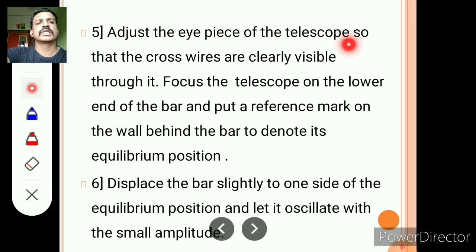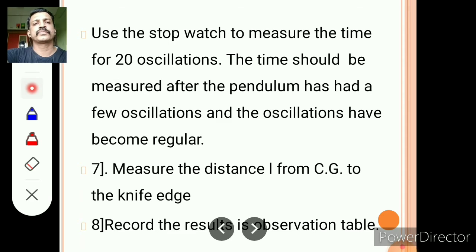Adjust the eyepiece of the telescope so that the cross wires are clearly visible through it. Focus the telescope on the lower end of the bar and put the reference mark on the wall behind the bar to denote its equilibrium position. Displace the bar slightly to one side of the equilibrium position and let it oscillate with a small amplitude. Use the stopwatch to measure the time for 20 oscillations. The time should be measured after the pendulum has had a few oscillations and the oscillations have become regular.